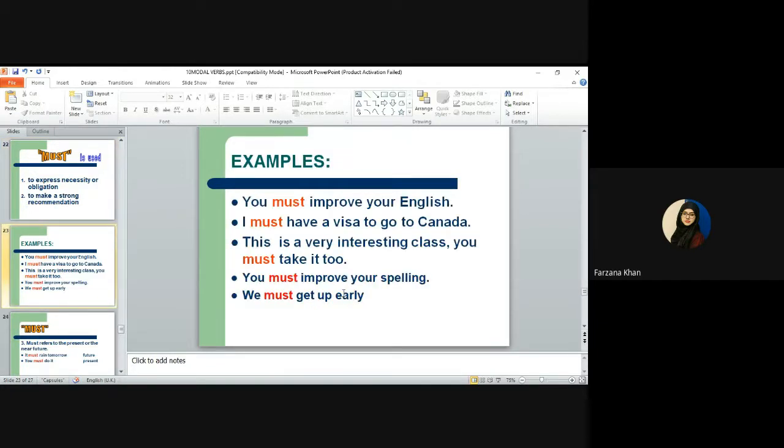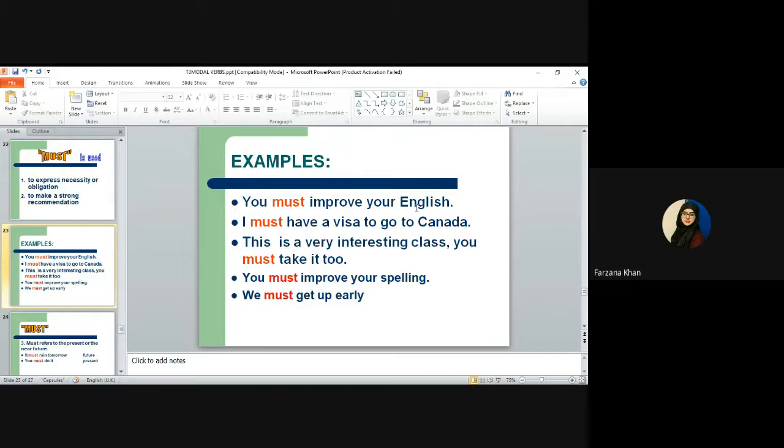So here you can see in the example, you must improve your English. Here there is a strong recommendation when you say you should improve your English. In a softer tone, basically you are recommending or giving suggestions to the other person, or in other words, you are giving advice. But when you add must here, it means you are making it a necessity. You are making a strong recommendation.